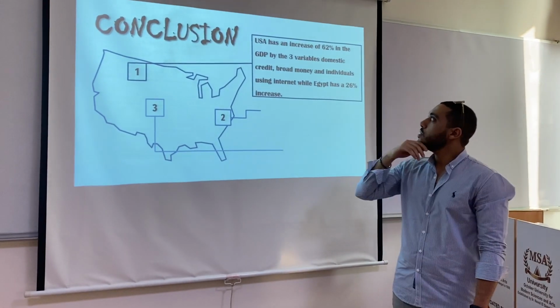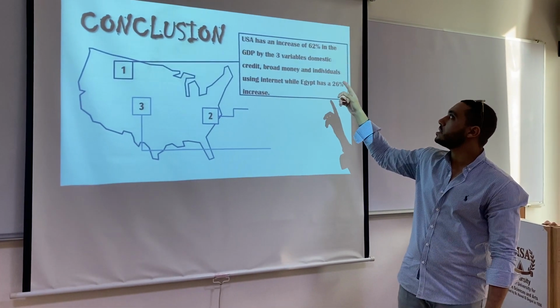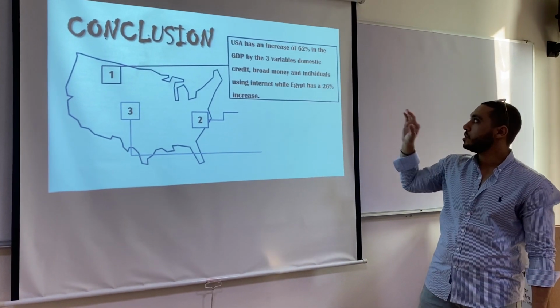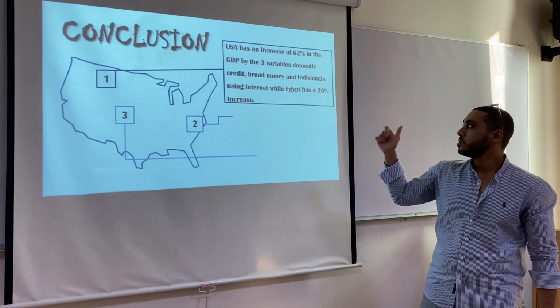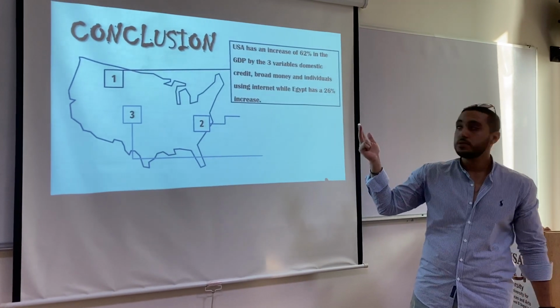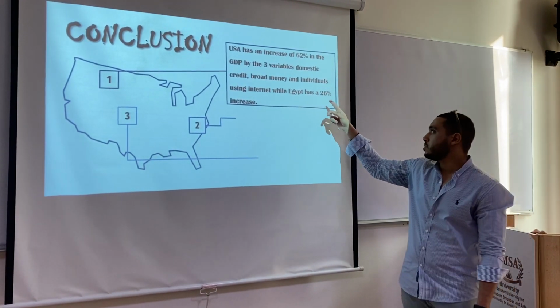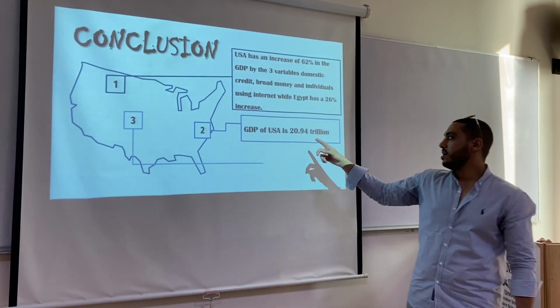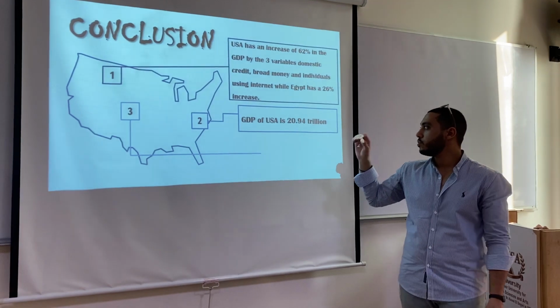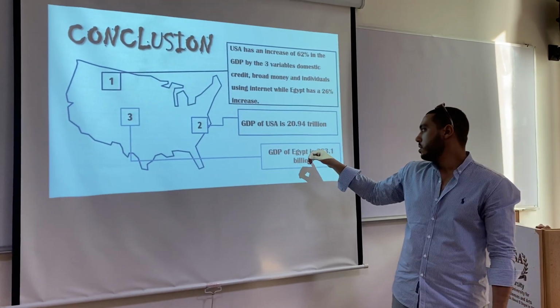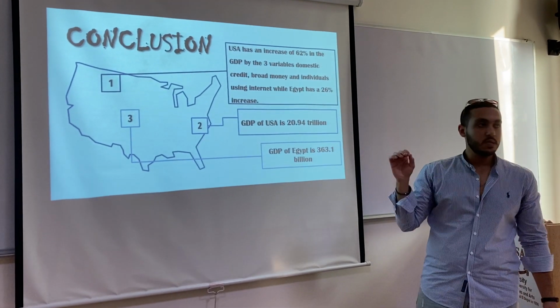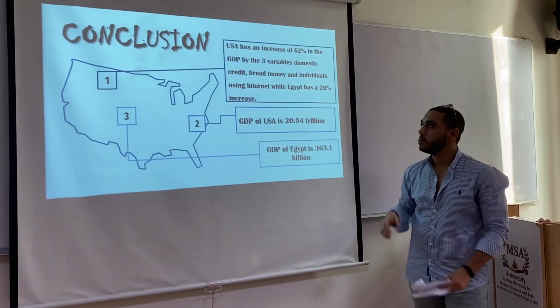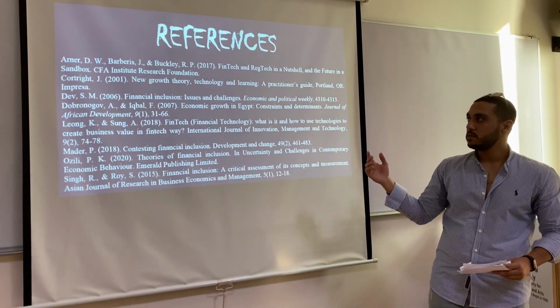Finally, conclusion. USA has an increase of 62% in the GDP by three variables: domestic credit, broad money, and individuals using the internet, while in Egypt, a 26% increase. The GDP of USA is 20.94 trillion, while in Egypt it is 363.1 billion. Next, there are my references.